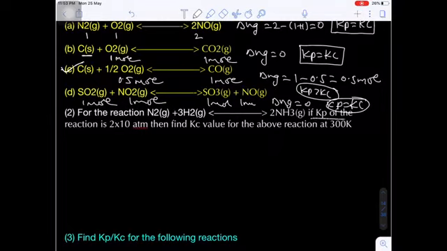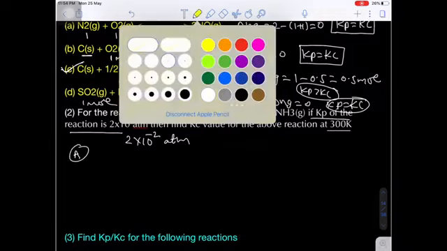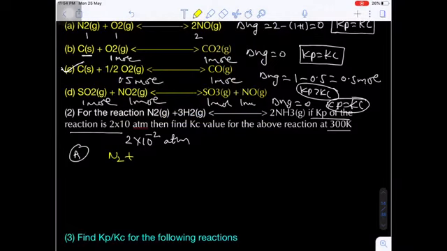For the reaction, Kp of the reaction is given as 2 into 10 raised to, here some value is missing, I think. Let's suppose this value is 2 into 10 raised to minus 2 atm. Then find the value of Kc for the above reaction at 300 Kelvin temperature. First of all, write the equation. What is the given equation? N2 plus 3H2 in equilibrium with 2NH3. All species are gases.